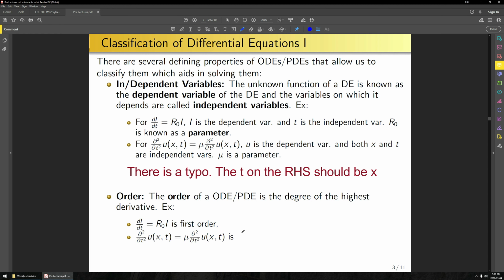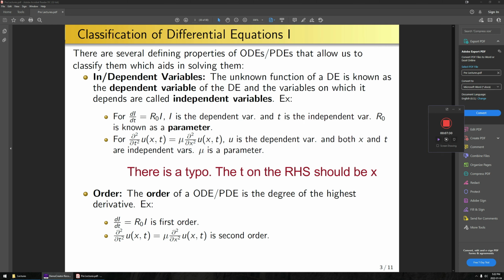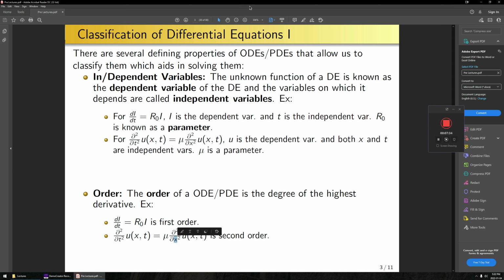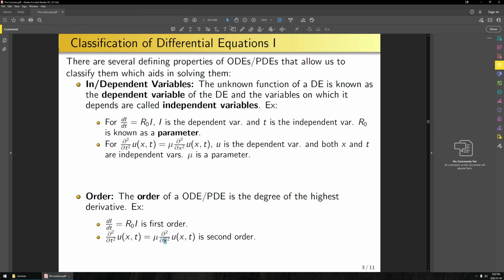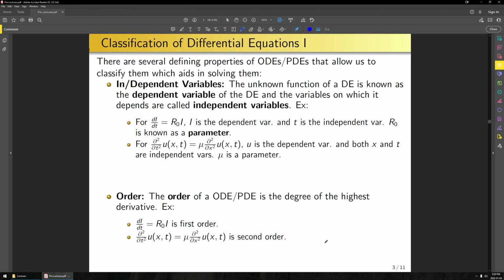Okay, so next, what about the wave equation? Okay, so I just fixed a typo here that I just noticed. This should be an x, not t. On the first slide, it was a t. It's now an x, and it'll be an x in the uploaded versions of the slides. Either way, this will be a second order differential equation because I'm taking the second order derivative here.